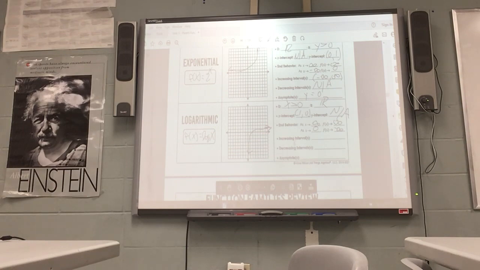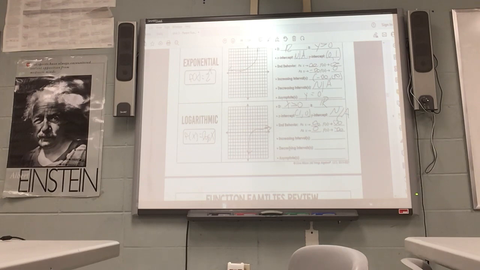Alright, increasing. I still don't understand increasing and decreasing intervals. So the section where you're going up is increasing and the section where you're going down is decreasing.